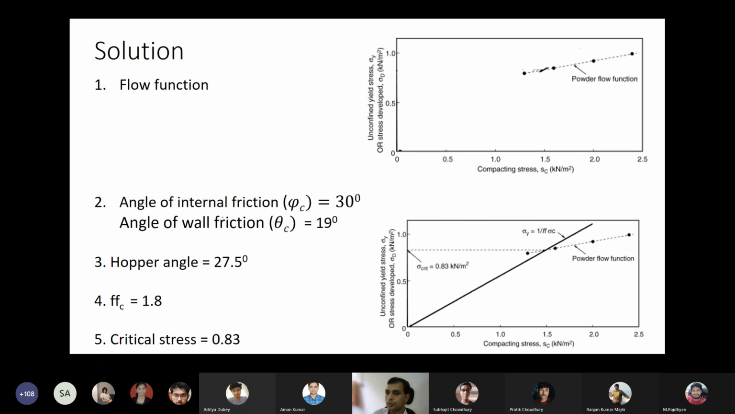So as per the design procedure I have explained, first of all we need to plot the flow function. So what is the flow function? Unconfined yield strength versus compacting stress, which is sigma 1. I have taken this from different books, so the notations are different. Kindly don't look at the symbols, just see what is on the y-axis.